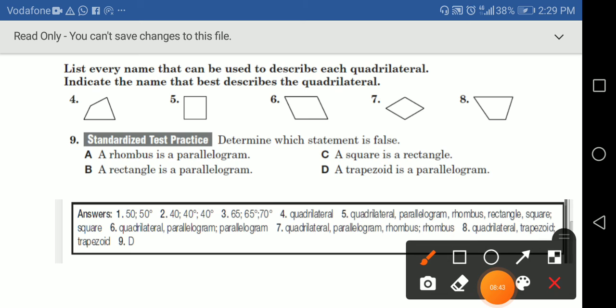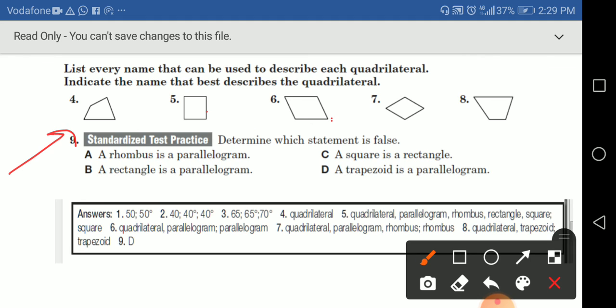Now it's very easy. List every name that can be used to describe the quadrilateral, and indicate the name that best describes it. Number 4, a quadrilateral. Number 5, a quadrilateral. This parallelogram can be rhombus, rectangle, or square. Number 6, it can be quadrilateral, parallelogram. For number 7, quadrilateral, parallelogram, or rhombus. Number 8, trapezoid, quadrilateral.